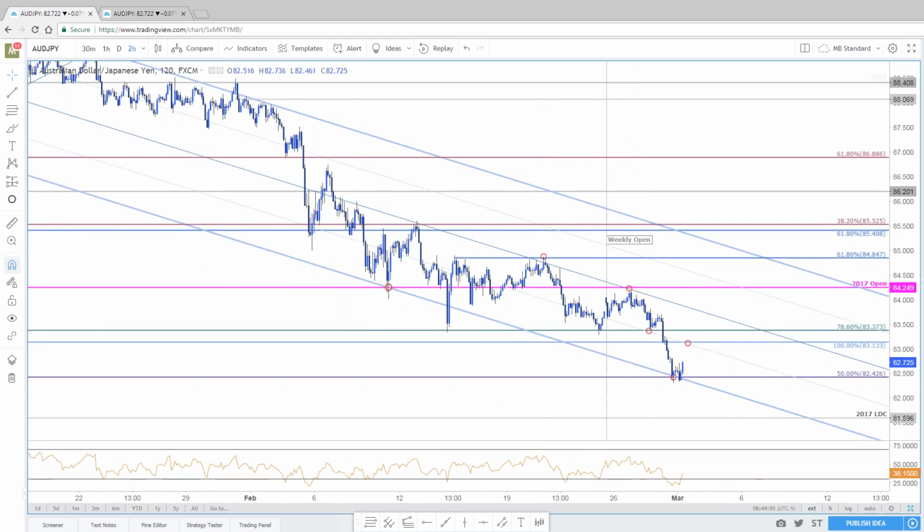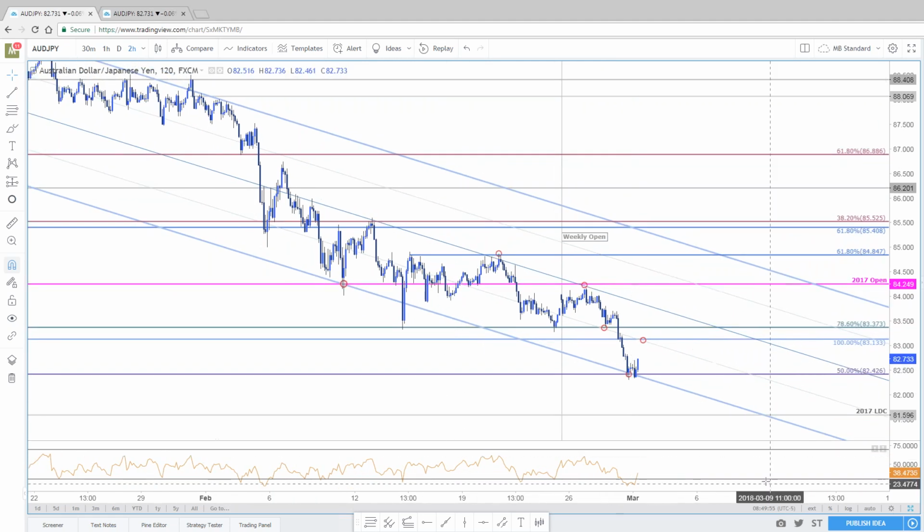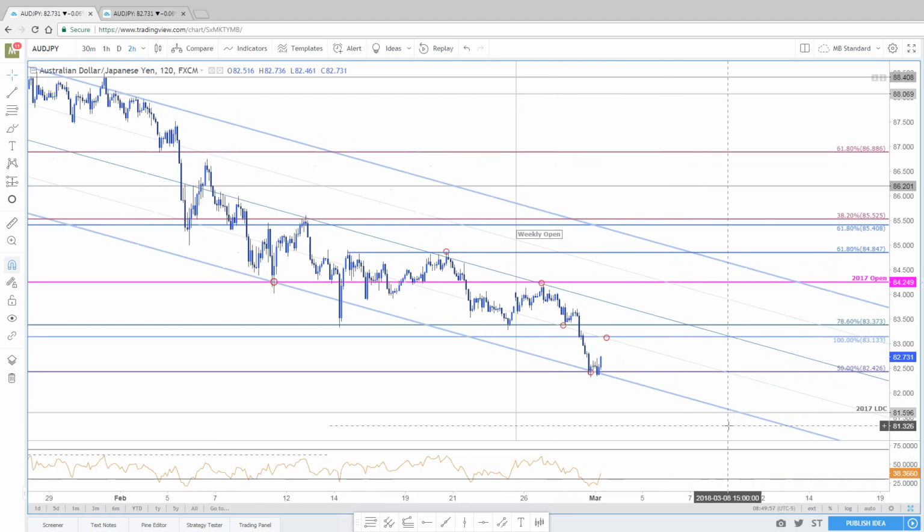Any questions on Aussie yen? Levels remain super clean on this. We'll continue to track this one. Near-term risk is for a rebound as we open up US trade. Okay, that's number 3. Let's jump into the majors, shall we?